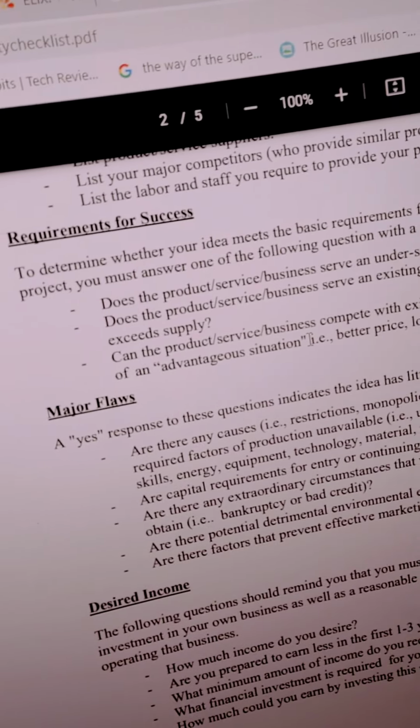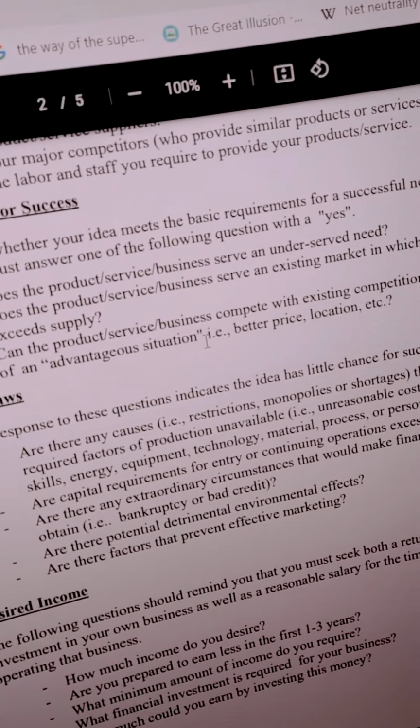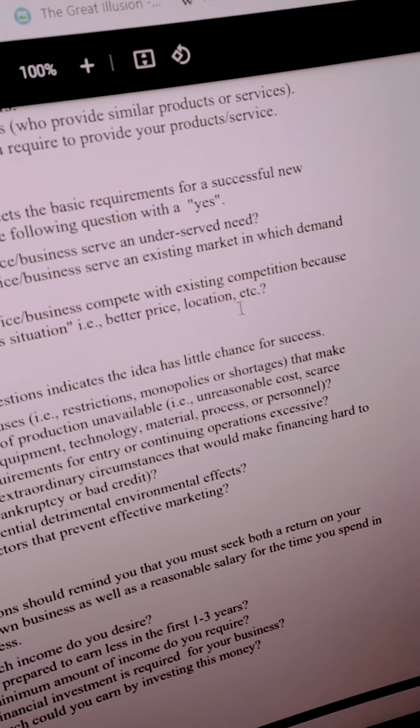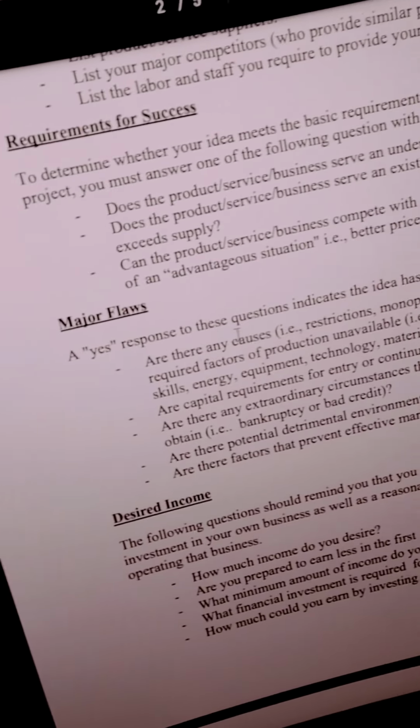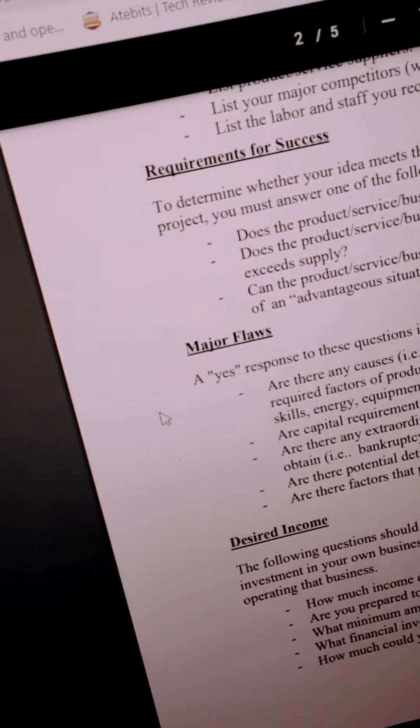Let's get to part 2 of starting a business, the business feasibility checklist. This has to do with Illinois, but this business feasibility applies in whatever state you're in when it comes to starting a business. I left off on: can the product, service, or business compete with existing competition because of an advantage situation, meaning better price, location, etc.? Major flaws: a yes response to these questions indicates the idea has little chance for success.